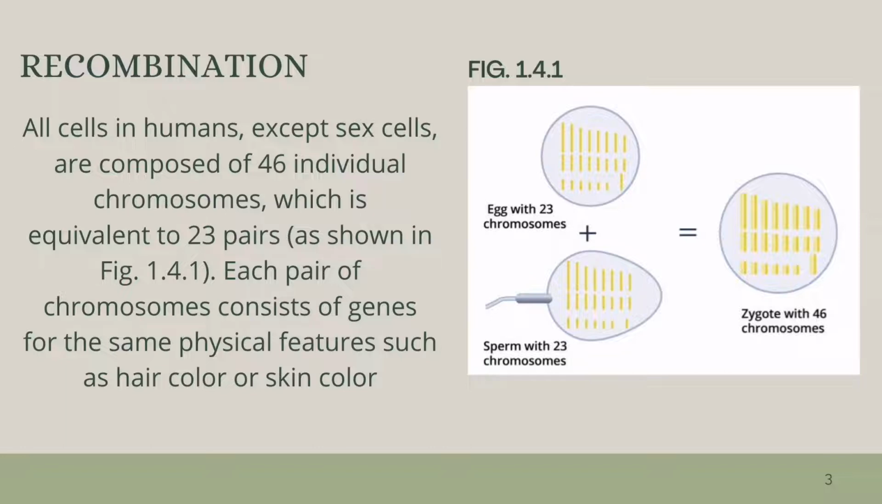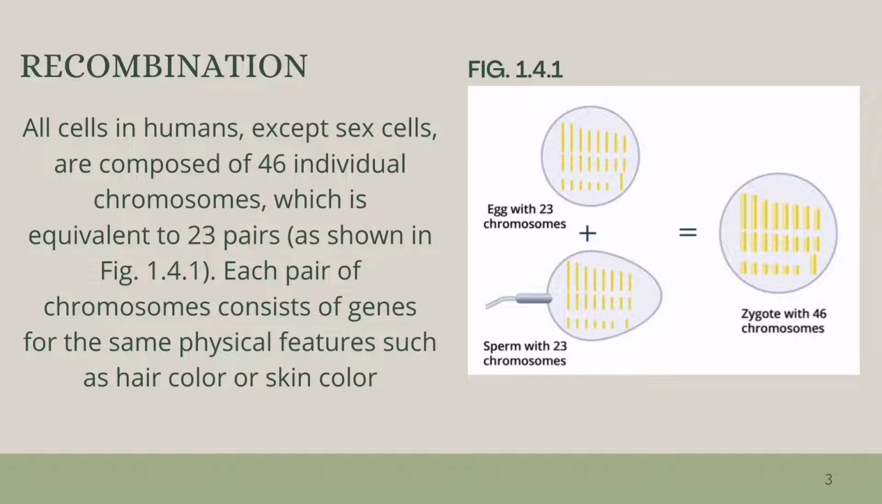Recombination. All cells in humans except sex cells are composed of 46 individual chromosomes, which is equivalent to 23 pairs. As shown in figure 1.4.1, each pair of chromosomes consists of genes for the same physical features such as hair color or skin color. In figure 1.4.1, gametes have 23 chromosomes whereas body cells have 46 chromosomes.